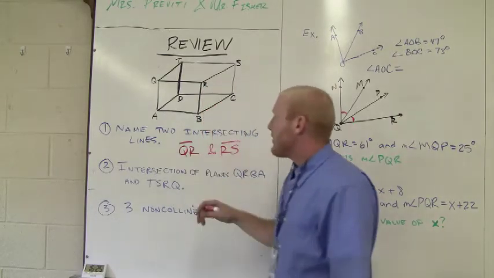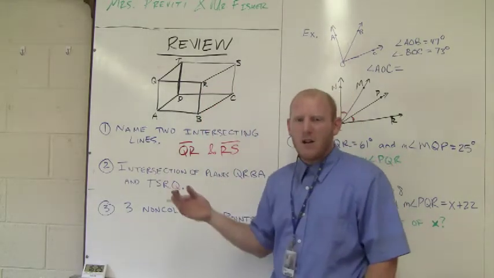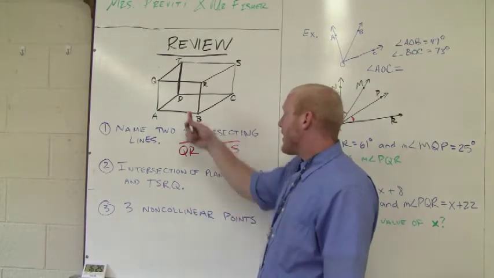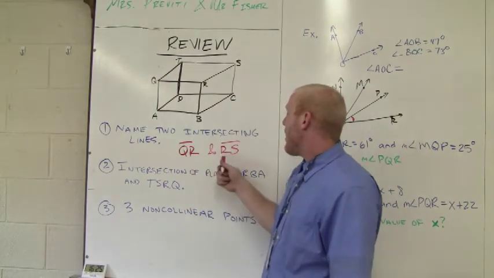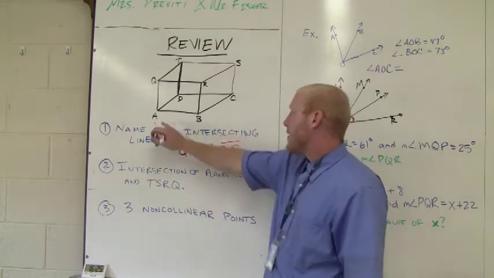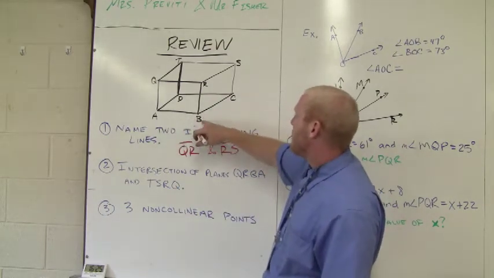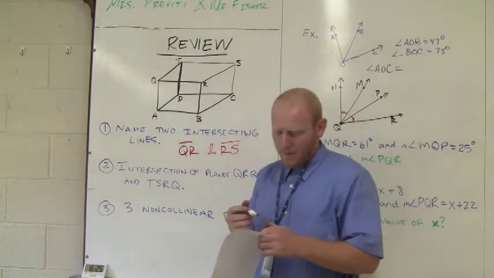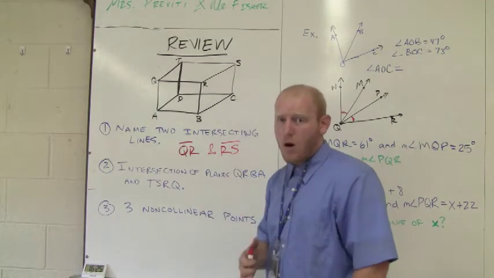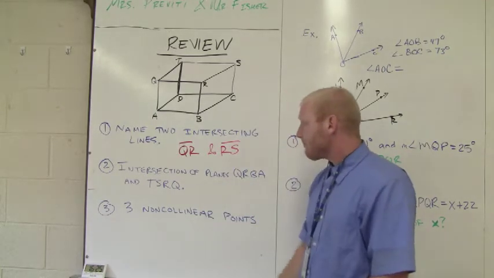Now I'm using a segment symbol. I don't really like their question of intersecting lines, but I'm going to say that segment QR and segment RS intersect. I could say segment AB and segment BC, etc. Any 2 lines that intersect or touch are going to satisfy that answer.